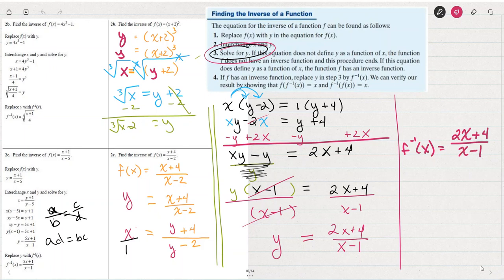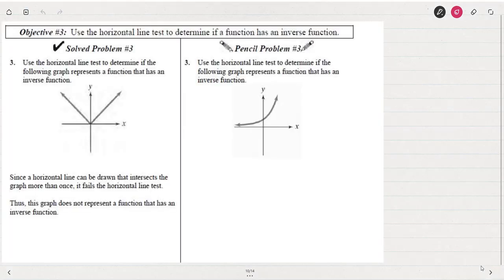We could check that these were inverses. If you did f of g of x and then g of f of x, you could verify that they are, in fact, inverses. For number 3 here, we can use a horizontal line test to determine if a function has an inverse.